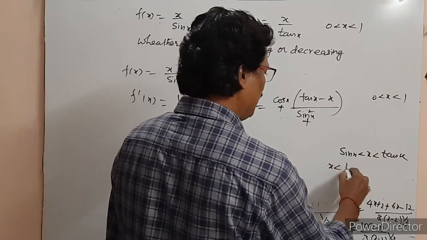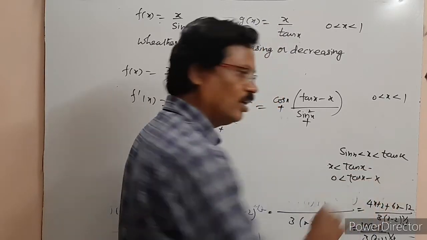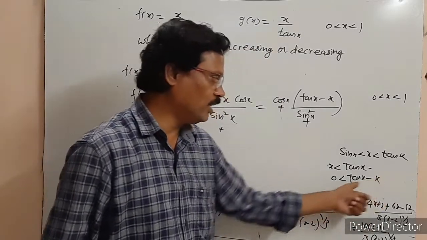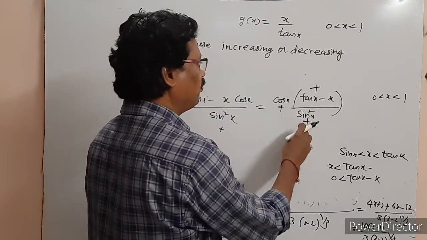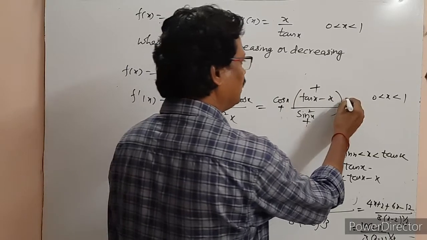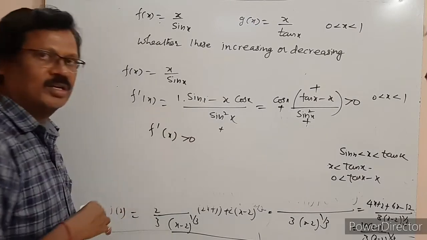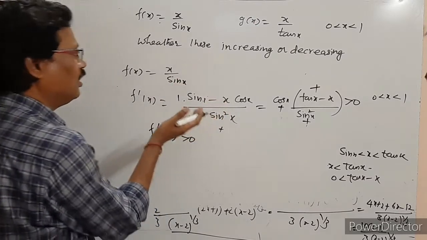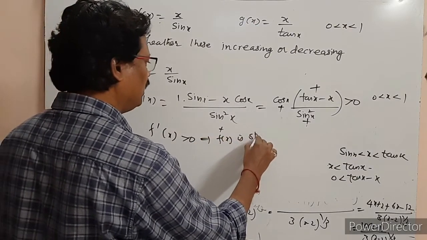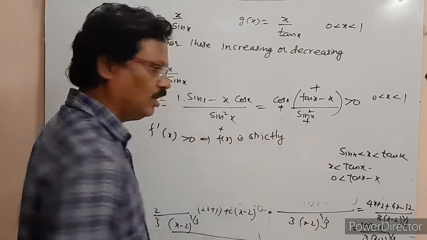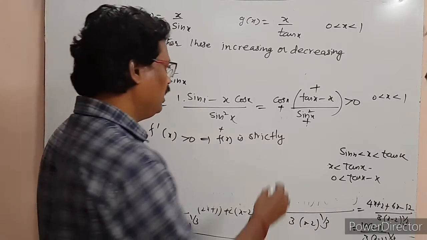Take these two, x less than tan x, bring x to that side, tan x minus x. Okay. Now what we got here, tan x minus x is greater than 0, positive. Therefore this is also a positive number. Right? Plus into plus is always greater than 0. Now f dash x is greater than 0. Right? Therefore this function is strictly increasing. Sorry, f x is strictly increasing.